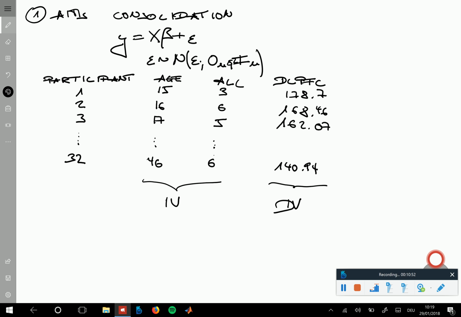Then the data that we're trying to explain is, of course, like always, an n-dimensional vector. So what is n here? Because we have 32 participants.